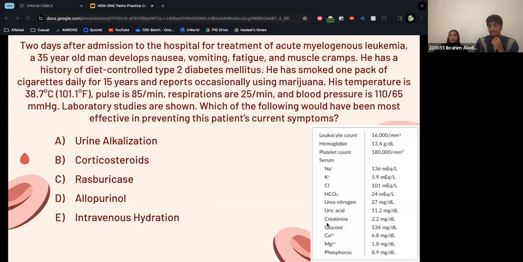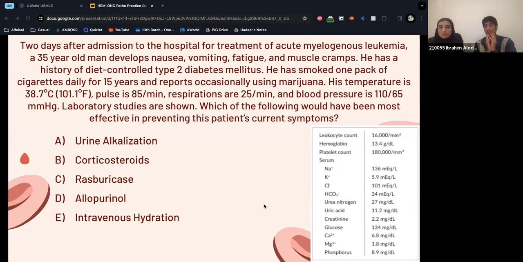Okay, so next question. Two days after admission to the hospital for treatment of acute myelogenous leukemia, AML, a 35-year-old man develops nausea, vomiting, fatigue, and muscle cramps. He has a history of diet-controlled type 2 diabetes mellitus. He has smoked 1 pack of cigarettes daily for 15 years and reports occasionally using marijuana. His temperature is 38.7, pulse is 85, respirations are 25 per minute, and blood pressure is 110/65. Lab studies are shown. Which of the following would have been the most effective in preventing this patient's current symptoms?